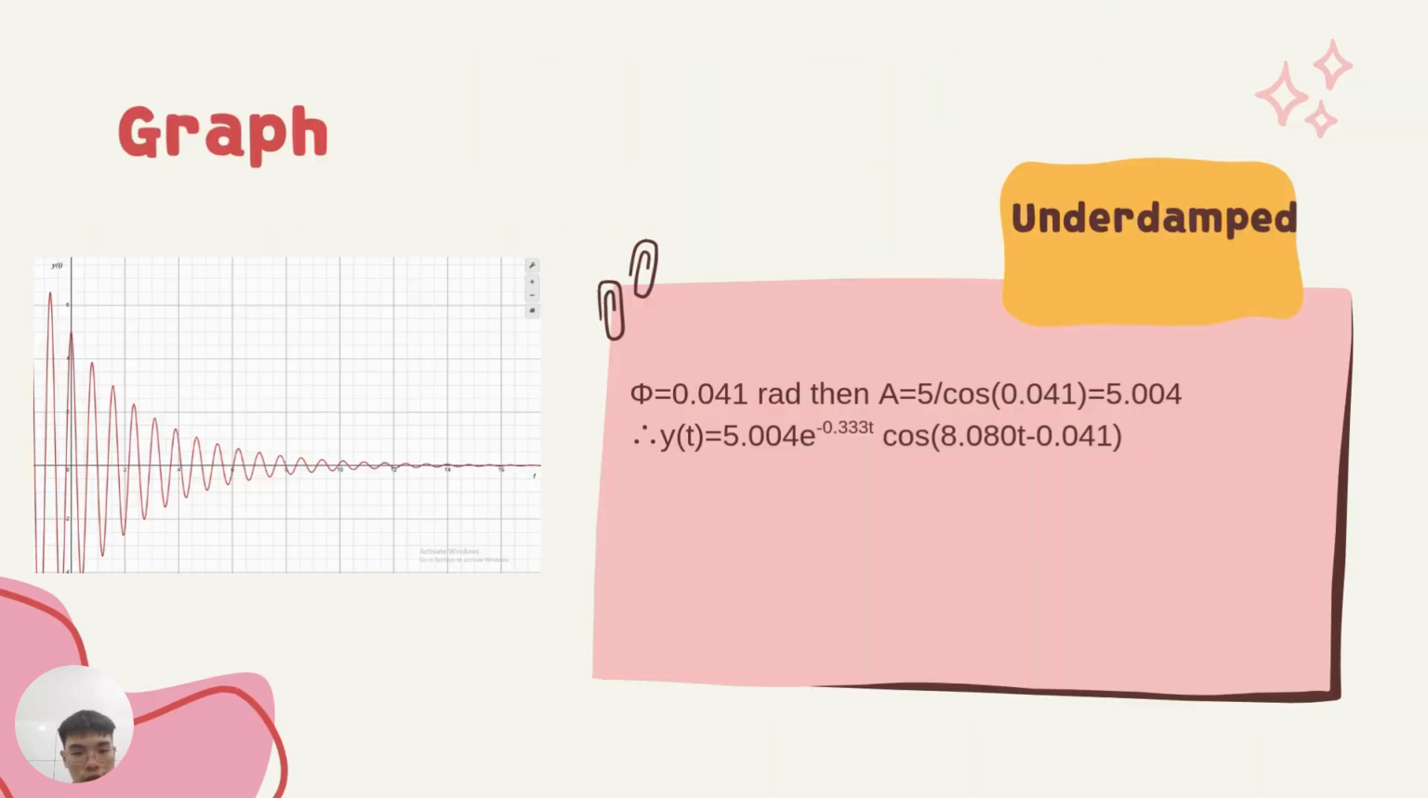So we plug into the equation earlier, and we get A, the amplitude, equal to 5.004. So the equation for the damped oscillation is 5.004 e to the power negative 0.333t cos(8.080t minus 0.041). As you can see, the graph is at the left side. The graph oscillates, the amplitude is big at first, but slowly as time goes, the amplitude becomes small and eventually becomes zero.